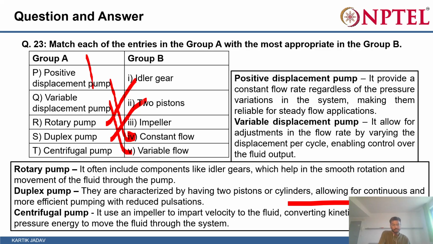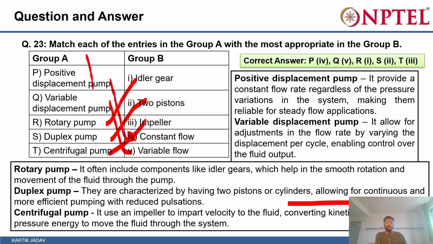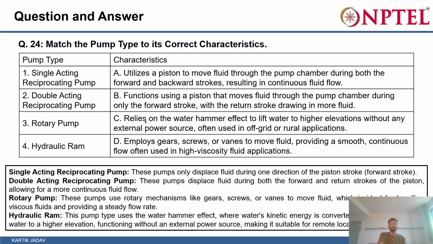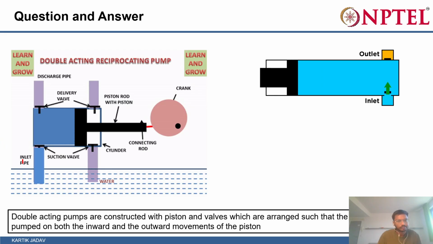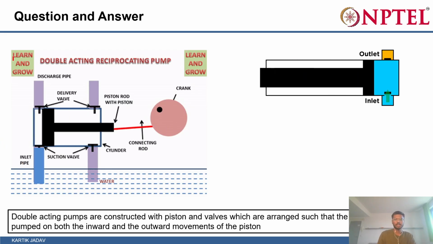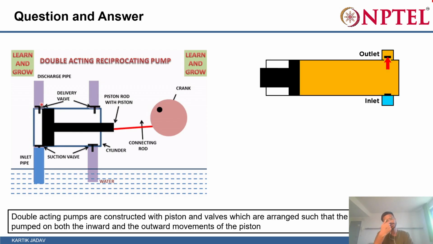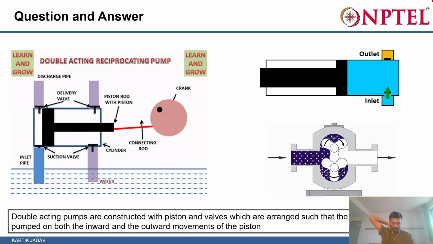Then we have a centrifugal pump. A centrifugal pump has an impeller. So this is the correct answer. Then this is again about single acting and double acting. I'm not going into detail, I already explained it. Go through this question and let me know if you have any doubt. So these are the single acting and double acting reciprocating pumps. Then we have a gear pump.